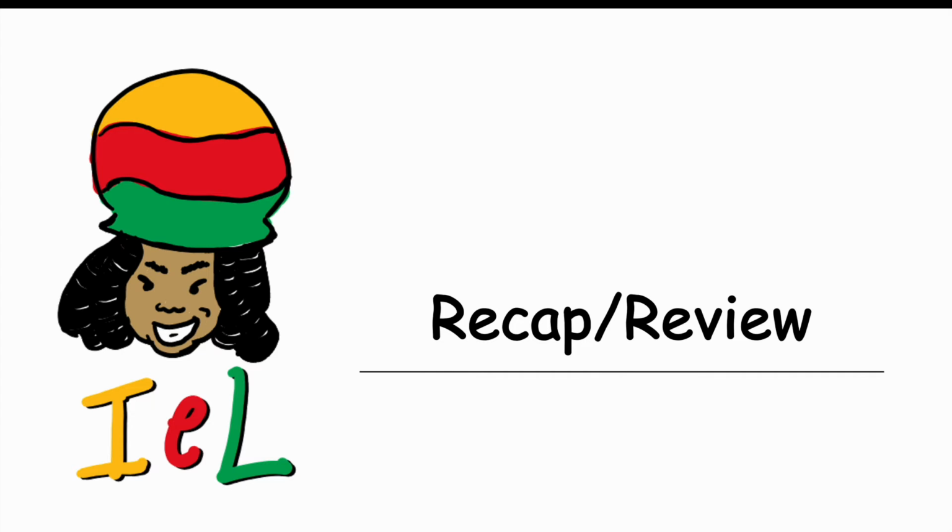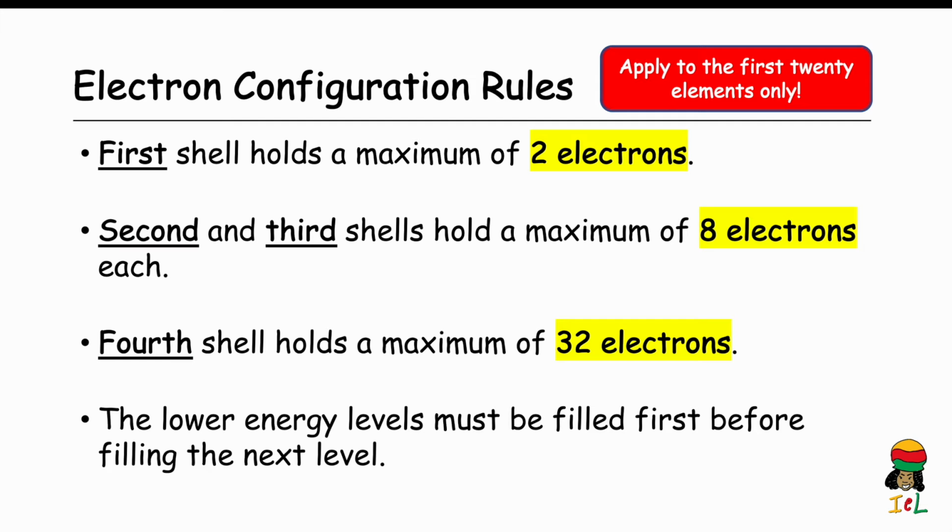Let us do a quick recap on the electron configuration rules before we start our dot and cross drawings to illustrate our ionic bonds. These rules apply to the first 20 elements only. Recall that the first shell of an atom holds a maximum of 2 electrons. The second and third shell hold a maximum of 8 electrons each. The fourth shell holds a maximum of 32 electrons. And the lower energy levels must be filled first before filling the next energy level.